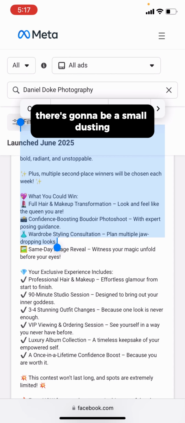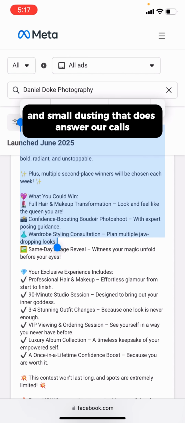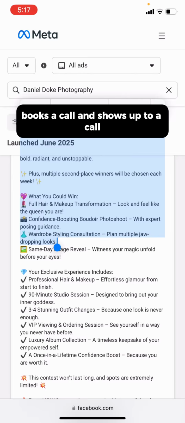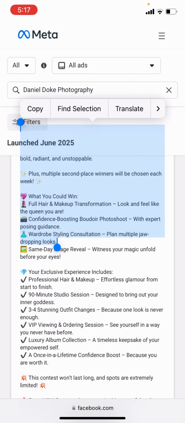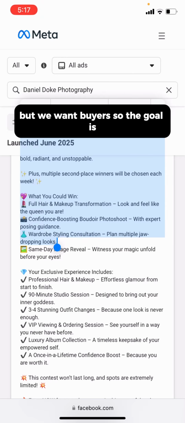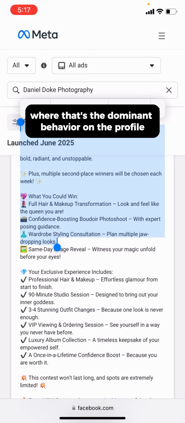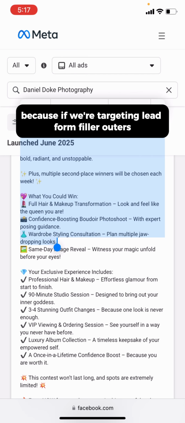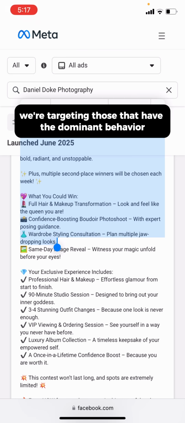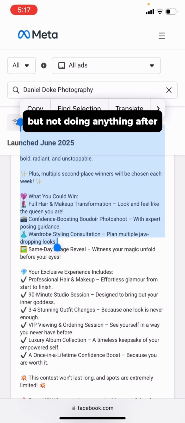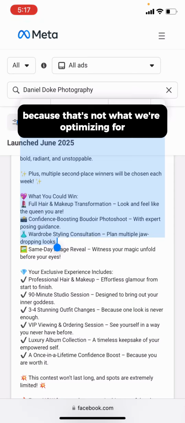And yes, there's going to be a small dusting of lead form filler outers that does answer our calls, texts, and emails, and an even smaller dusting that, yes, books a call and shows up to a call, and an even tinier dusting yet that actually buys. But we want buyers. So the goal is let's get our ads actually in front of buyers, where that's the dominant behavior on the profile. Because if we're targeting lead form filler outers, obviously we're targeting those that have the dominant behavior on the profile of lead form filler outers, but not doing anything after, because that's not what we're optimizing for.